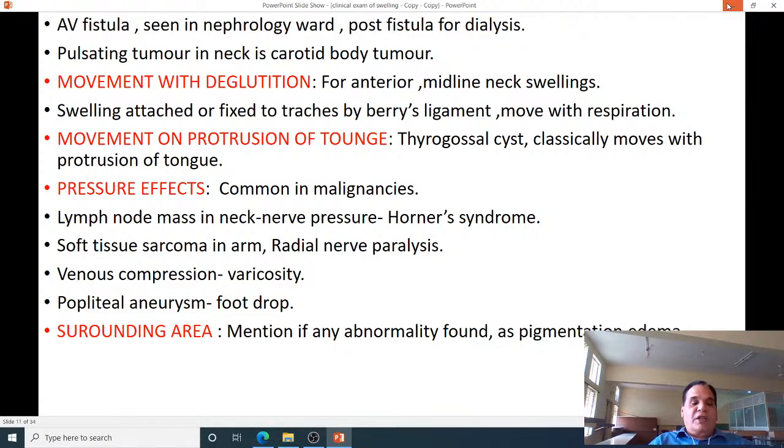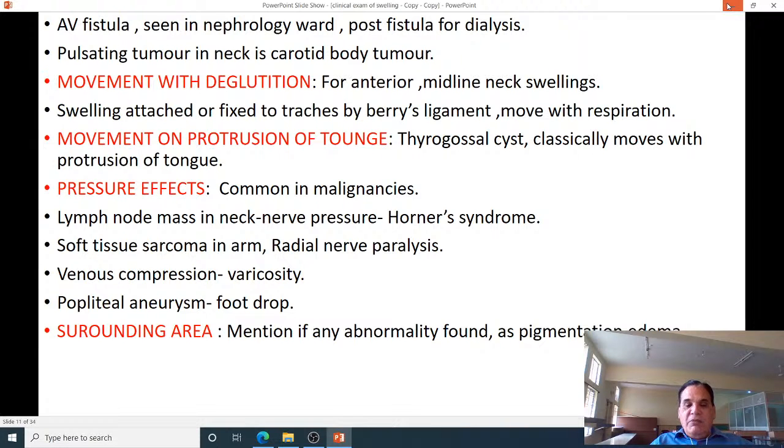Now comes what are the effects? They are called the pressure effects of swelling. You have to look for the periphery of the swelling for finding out the pressure effect. Neck lymph node, pressure over nerve. And what is it called? Pressure over nerve. And the symptoms at the eye, it is called Horner syndrome.